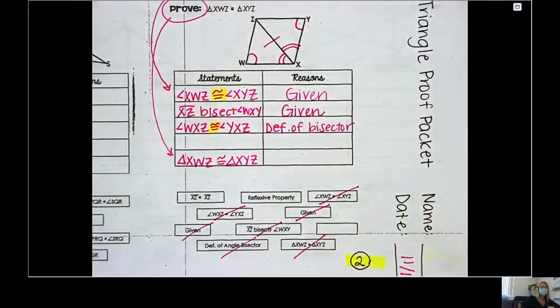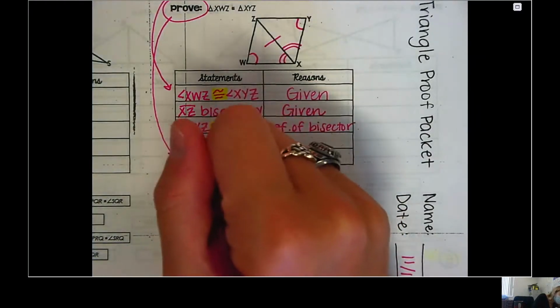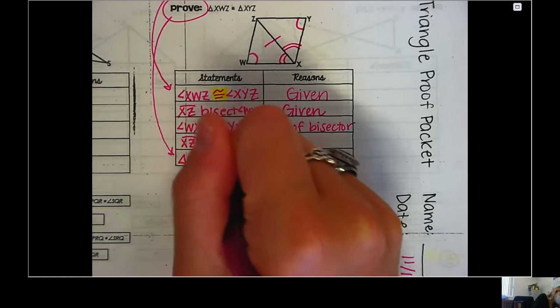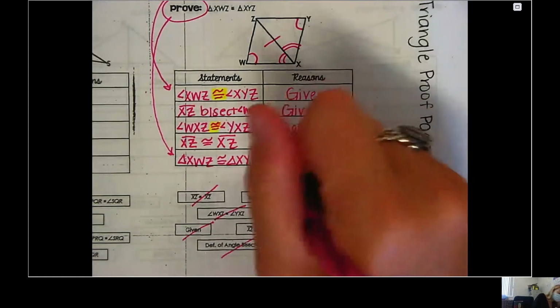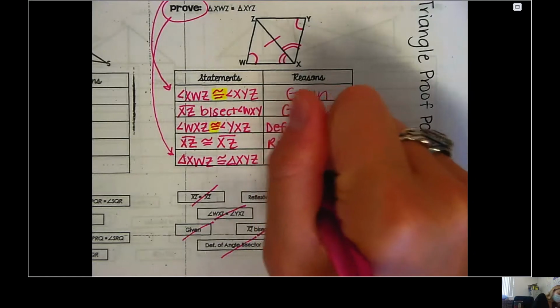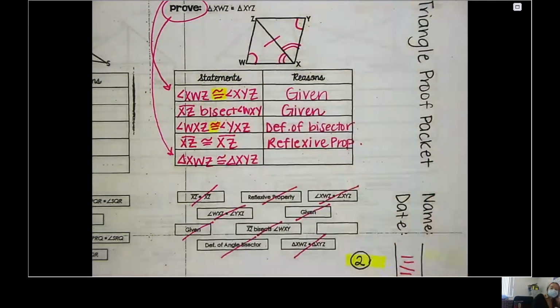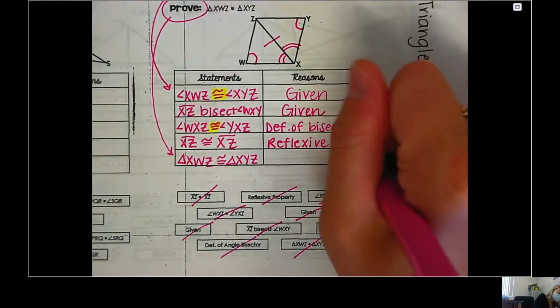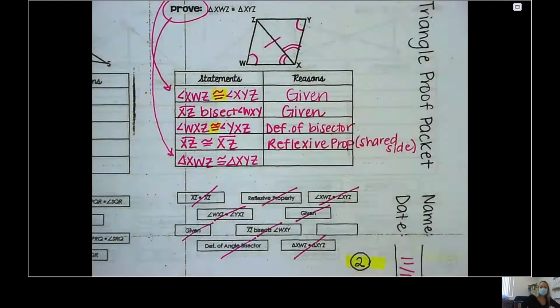Which theorem says that your side in the center that is shared is the same? Reflexive property. So XZ is congruent to XZ. That is the reflexive property. And remember, reflexive property, like I said, is just the shared side. So if you don't remember that, maybe I would write that down.